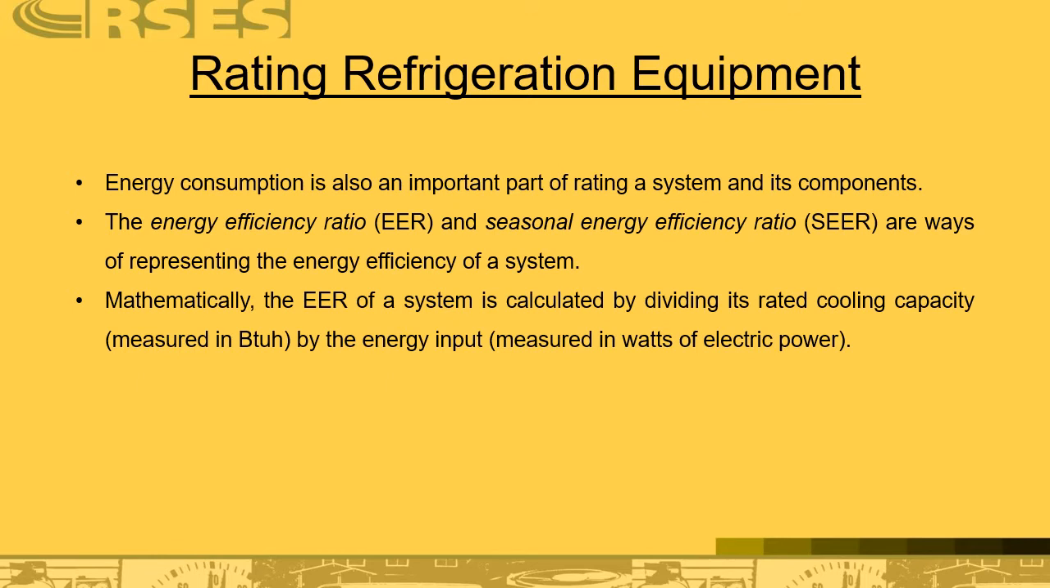Energy consumption is also an important part of rating the system and its components. The energy efficiency ratio, EER, and the seasonal energy efficiency ratio, SEER, are ways of representing the energy efficiency of a system. Mathematically, the EER is calculated by dividing its rated cooling capacity, measured in BTUs per hour, by the energy input measured in watts electric power. It's a very good process and it's very accurate. EER has been around for a long time.